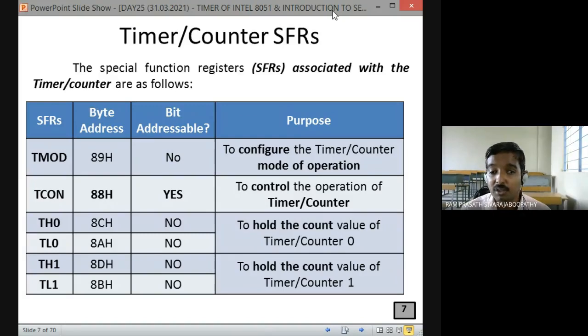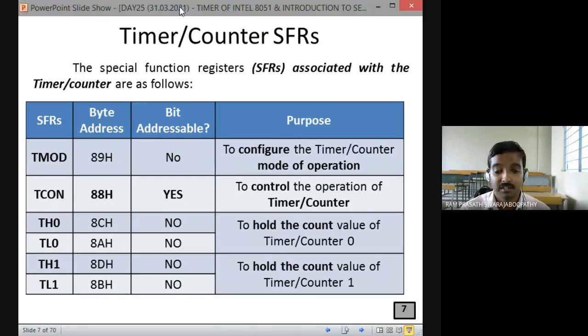See, in the order of register purpose, using the TMOD register we can configure the mode of operation of the timer or counter. Using the TCON register, we can control the operation of the timer or counter. Start and stop control can be done with the help of the TCON register. Is it clear now? Shall I proceed?